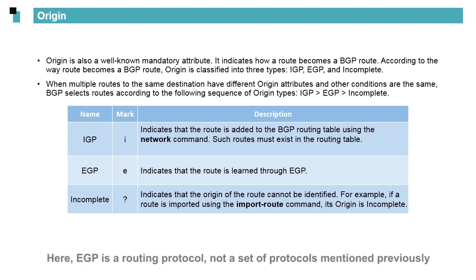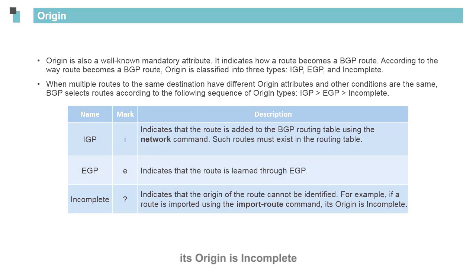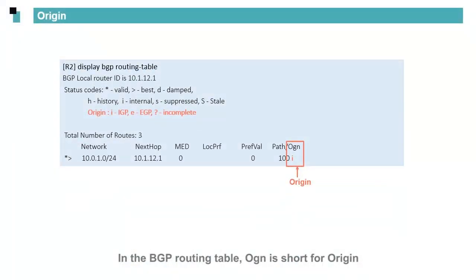Here, EGP is a routing protocol, not a set of protocols mentioned previously. Incomplete, which is marked as a question mark, indicates that the origin of the route cannot be identified. For example, if a route is imported using the import route command, its origin is incomplete. In the BGP routing table, OGN is short for origin.